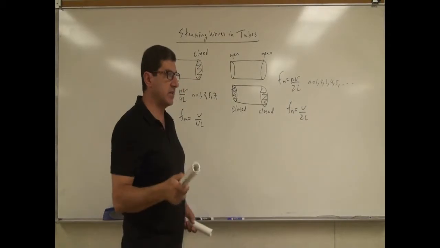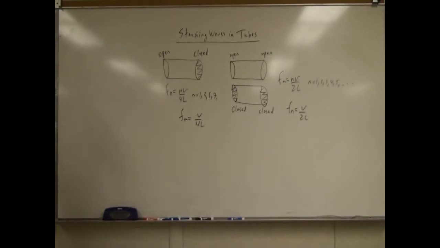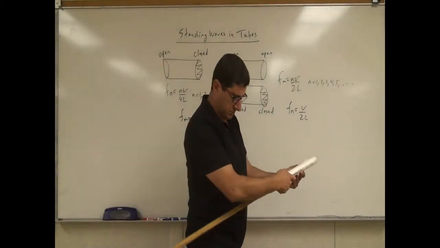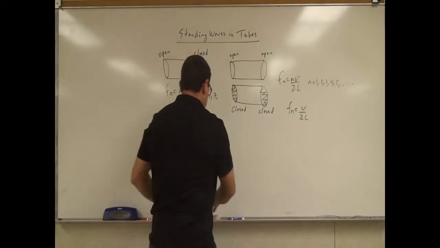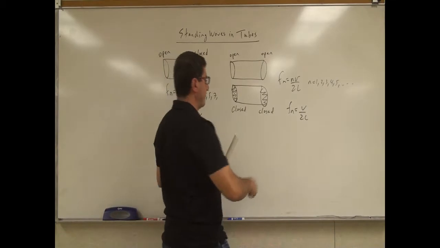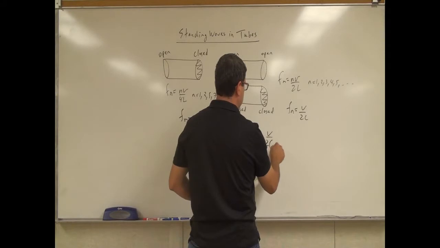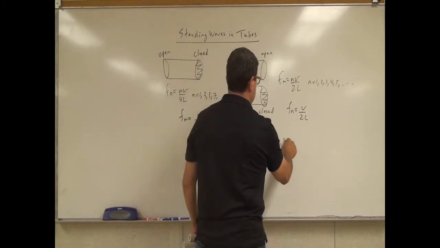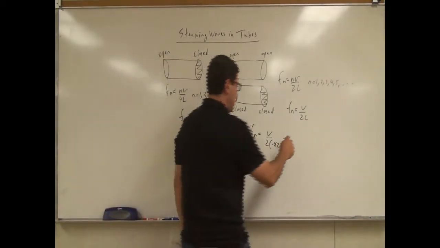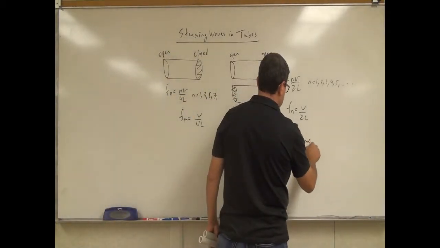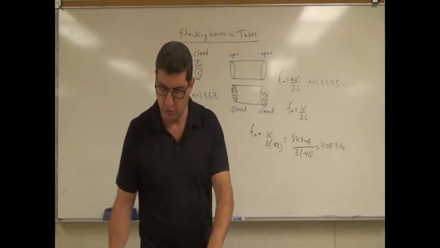If we measure the length of these, this has a length of about 42 centimeters, right? So it's also open at both ends. So 42 centimeters, the frequency that it is producing is v/2L, and approximately the velocity of sound in air at about room temperature is about 343 meters per second. And you do 2 times 0.42. That's the frequency that is produced when I blow into this.